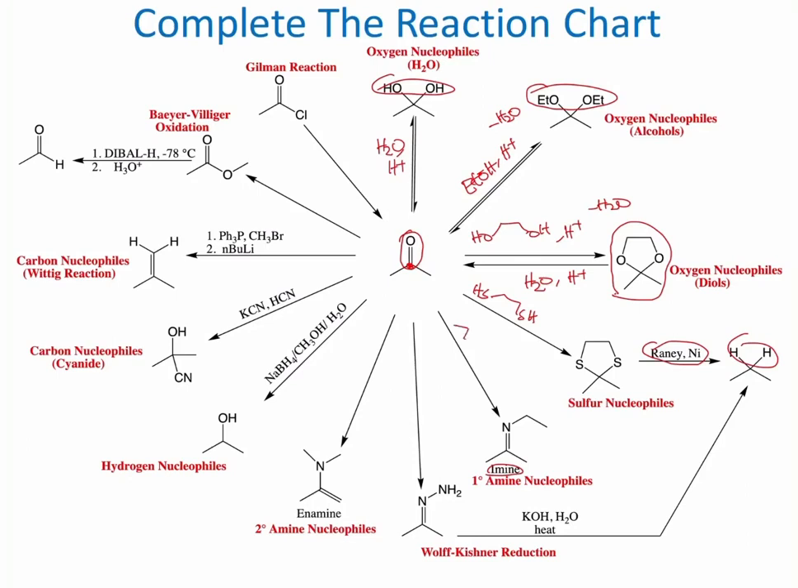In this case, the amine that we have is this one, in the presence of an acid. We could also use a secondary amine to form an enamine, of course in the presence of an acid.